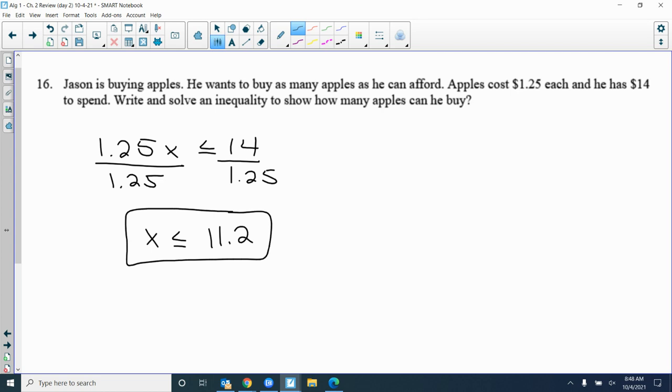Now, exactly how many apples can he buy? 11. Could he buy 10? 9? He could buy 11 or fewer apples. So Jason can buy 11 or fewer apples. Okay, for that one, so that's 16. It's just a one-stepper. Once you got it set up, we are done.